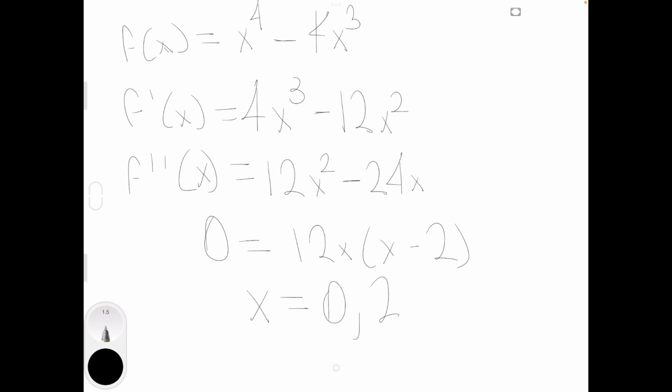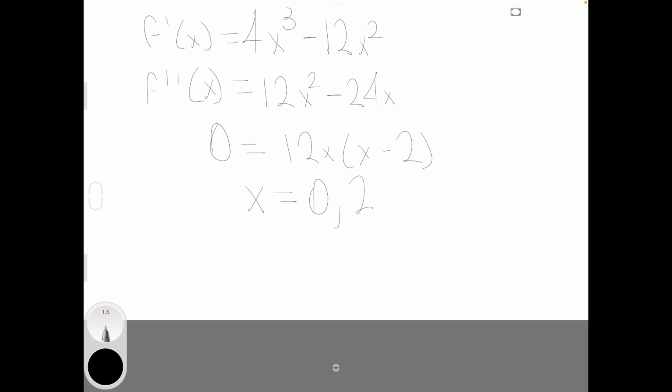But wait, we have to check this. We have to make sure this is correct. And so to check it, you can draw a little number line. So 0 and 2. And things in between are anything bigger or smaller than each of those numbers. So we have to plug it in. We don't plug it into the original equation. We plug it in to the second derivative.